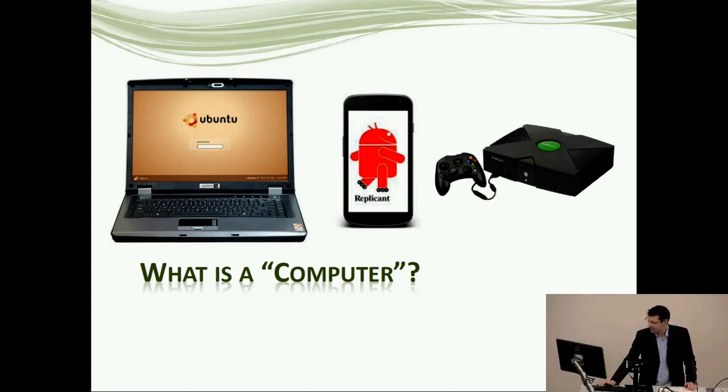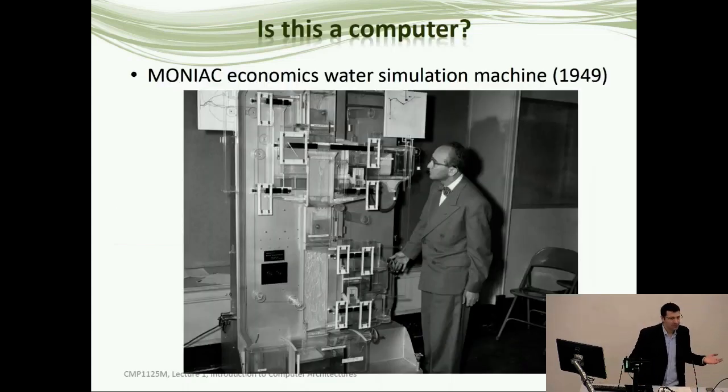So let's look at a few maybe problematic examples. Does a computer have to be electrical? No. Okay, so here's an example of a water-based computer. This guy isn't just hot rodding his processor to play video games with overclocking. He's actually built the computer out of water here. This is the MONIAC system. It's designed to simulate the economy.